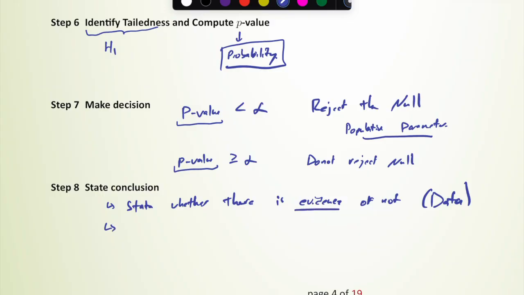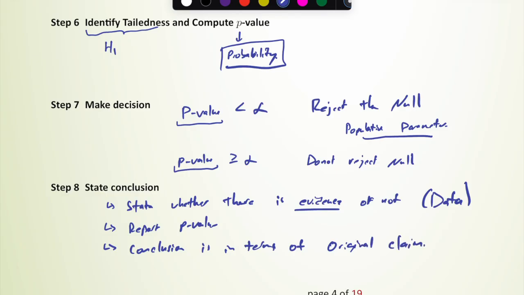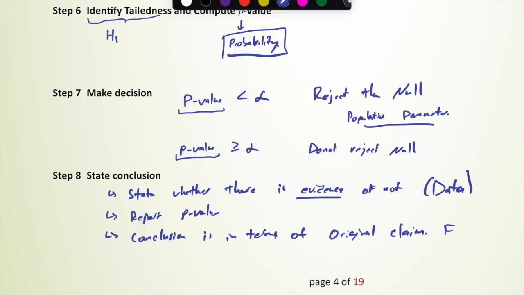And then what you need to do is report the p-value. Then you need to make sure that the conclusion is in terms of the original claim, and it's free of jargon. Okay, we want it to be as accessible and understandable as possible.